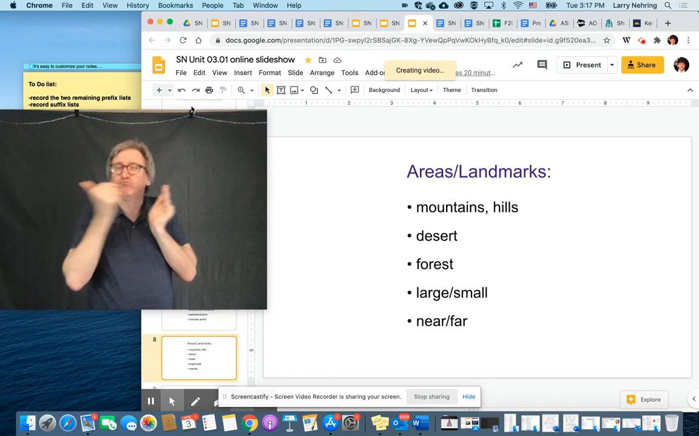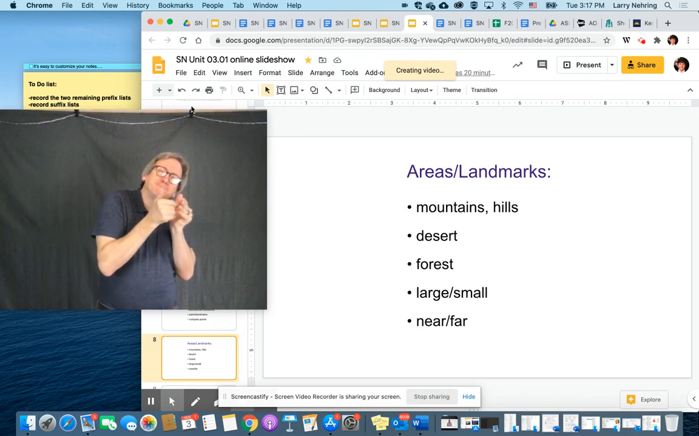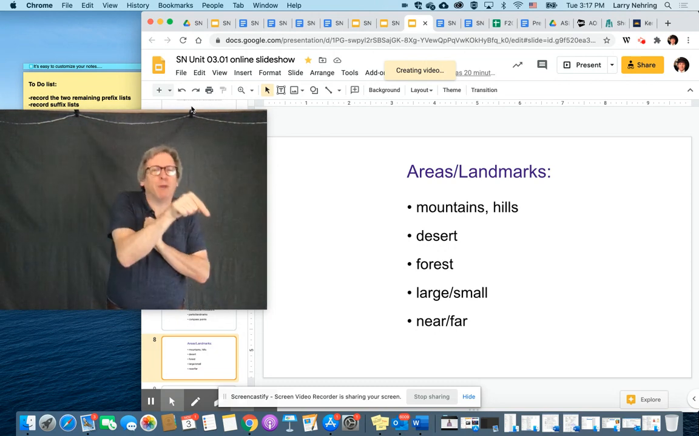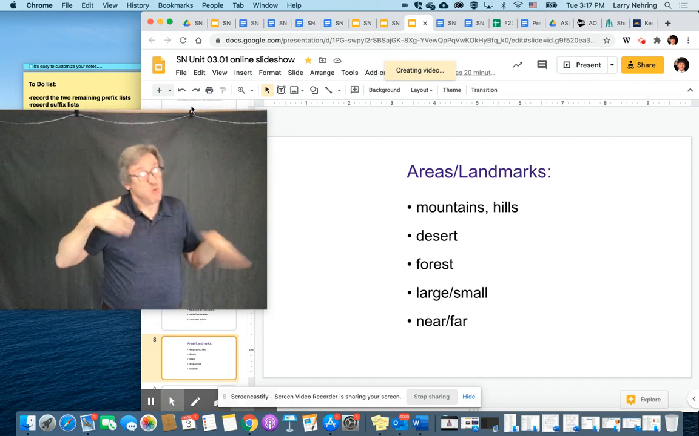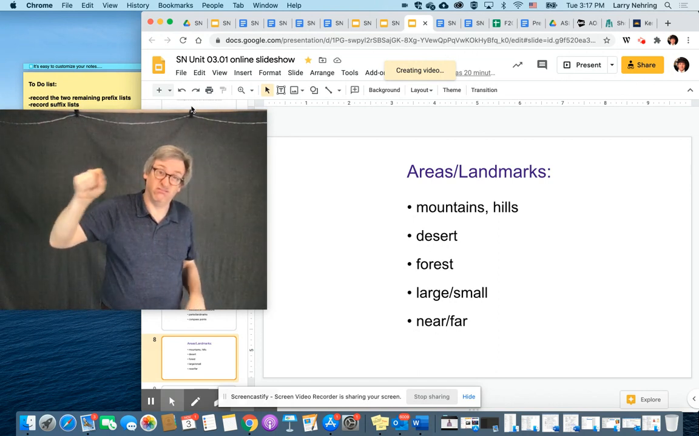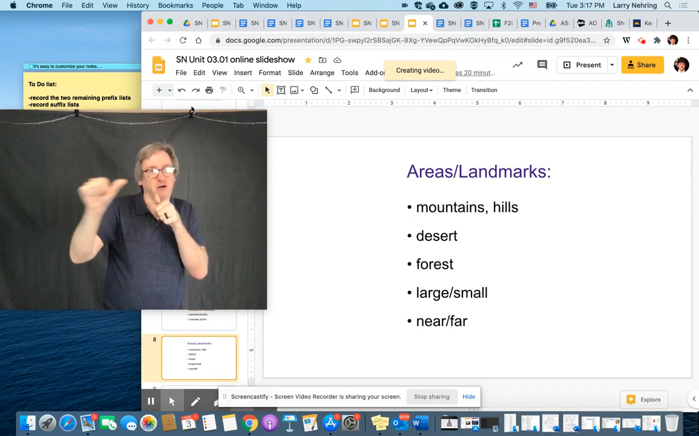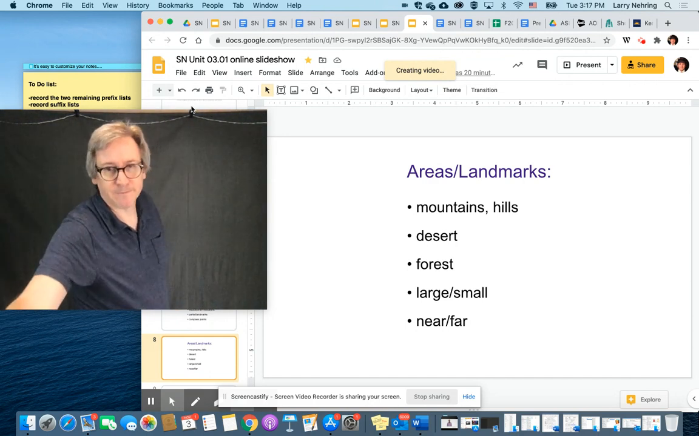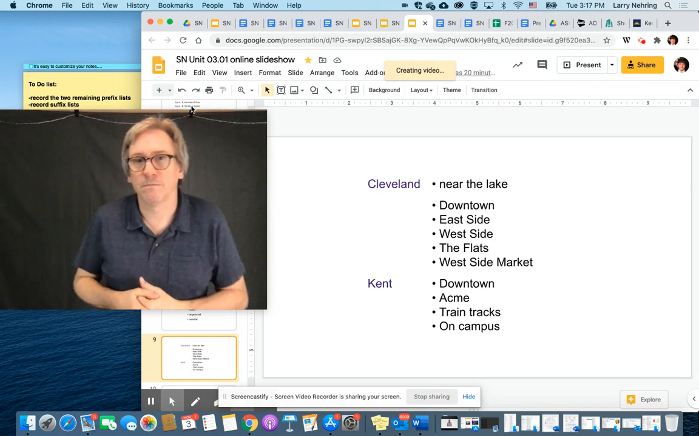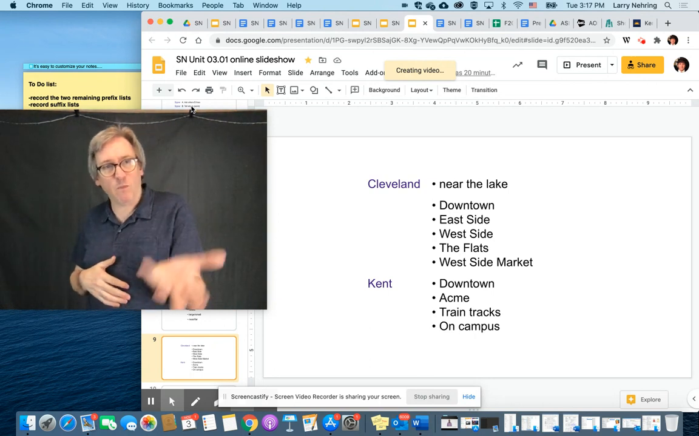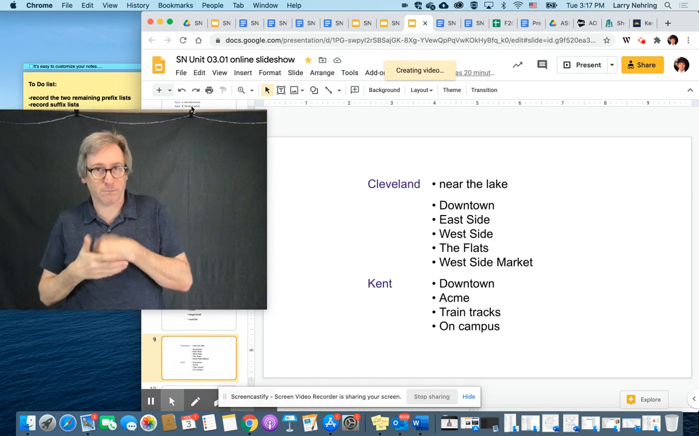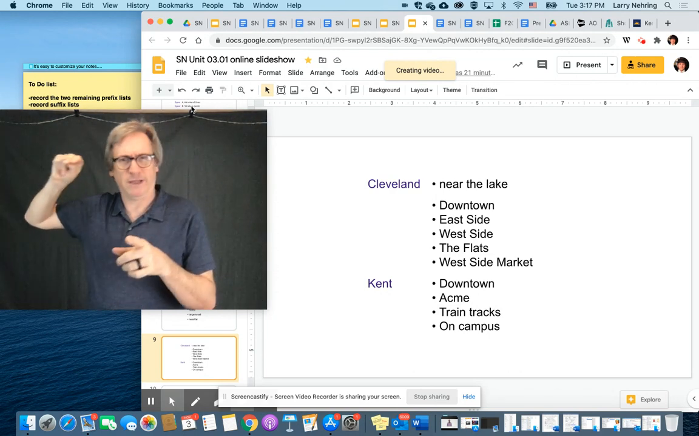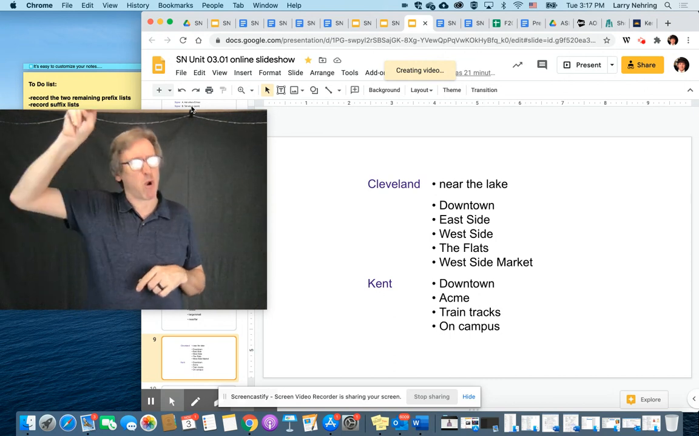And near and far. Again, we have that small face, it's nearby, or and sometimes you'll see far with 2 A's, kind of like you're measuring the space. So here are some examples of ways that you could describe Cleveland. It's north. I didn't put that on here. I should, but it's north of Kent.